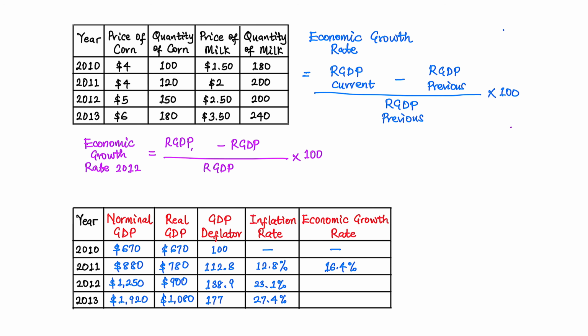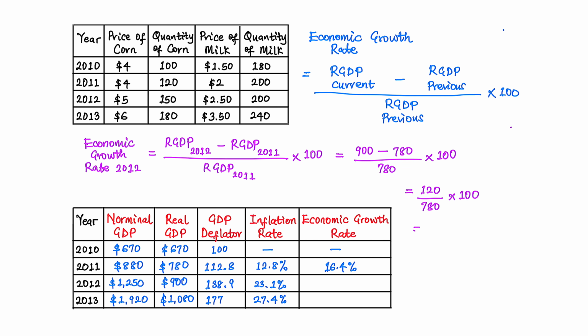That will be real GDP in 2012 minus real GDP in 2011, which is the previous year, divided by the real GDP in the previous year, 2011, everything multiplied by 100. Putting in the values, we have equals real GDP in 2012 is 900 minus real GDP in 2011, that's 780, divided by 780, everything multiplied by 100. So that's equal to 900 minus 780, that's 120, divided by 780 times 100.